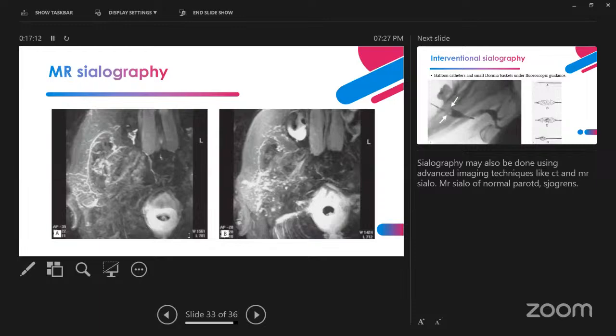So these are the radiographic appearances of normal parotid and submandibular gland and also the disease states. So next, sialography may also be done using some advanced imaging techniques like CT, MR sialography. So this is the MR sialography of the normal parotid gland A, and B, that is the MR sialography seen in Sjogren syndrome. So the main advantage is that here no contrast agent is required.